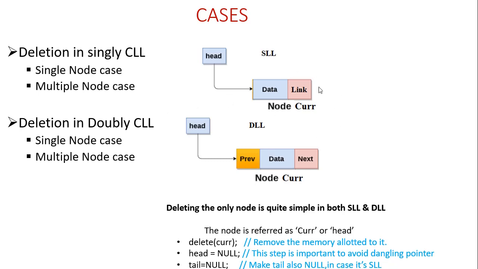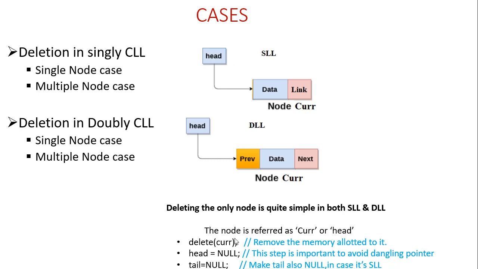This diagram shows the case where there is only one node available in the singly linked list and one node available in the doubly linked list. The logic is exactly the same, be it singly linked list or doubly linked list. You need to deallocate the memory for this only node available, and after that step the head pointer will become a dangling pointer. So you need to make it null.